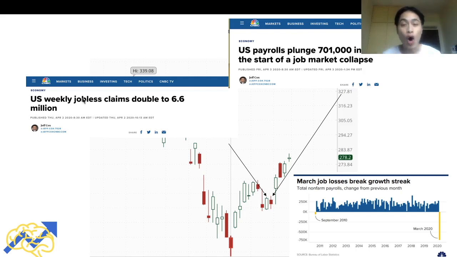So in the midst of all this bad news, like the US weekly jobless claim doubling to 6.6 million and the March job losses breaking the growth streak, prices have actually continued to rise, right? So what does this mean for the stock market? Are we really back into the start of a proper bull market run, or is this just a temporary bull market? Let's take a look.